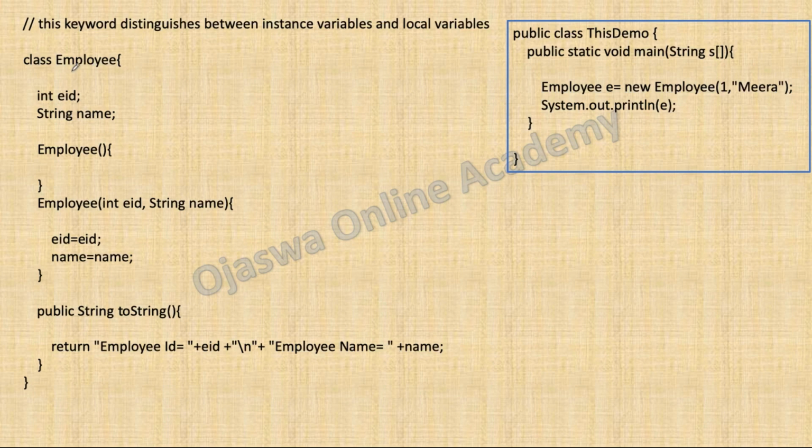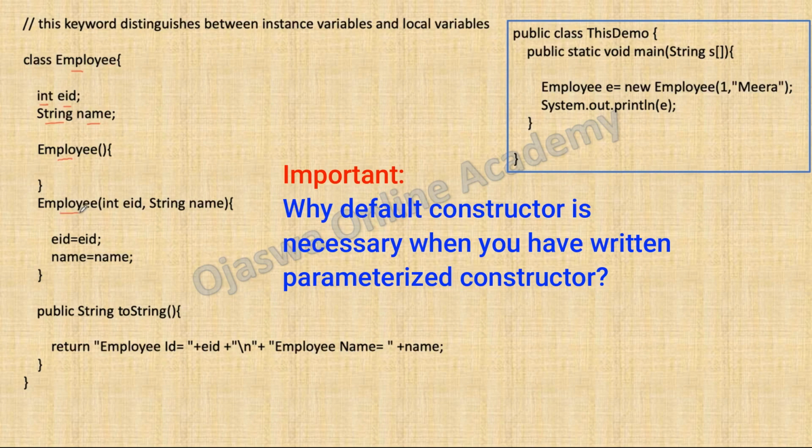Here I have defined the class named employee, instance variable EID of type int, and instance variable name of type string. There is a default constructor with no code inside it. There is a parameterized constructor and there is a toString method. We are not using the default constructor anywhere in our program. We are using the parameterized constructor.